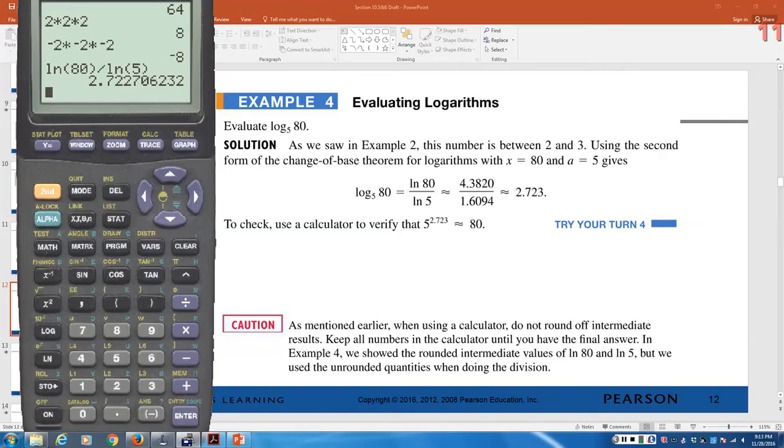You can also use the base 10 logarithm as long as you use the same one for numerator and denominator. So if I did the log of 80 divided by the log of 5, I should get the same answer. So it doesn't matter which log you use. Just take the log of both the numbers you're given and you'll find out what the power should have been. Okay? So this is really not as hard as you're thinking it's going to be.